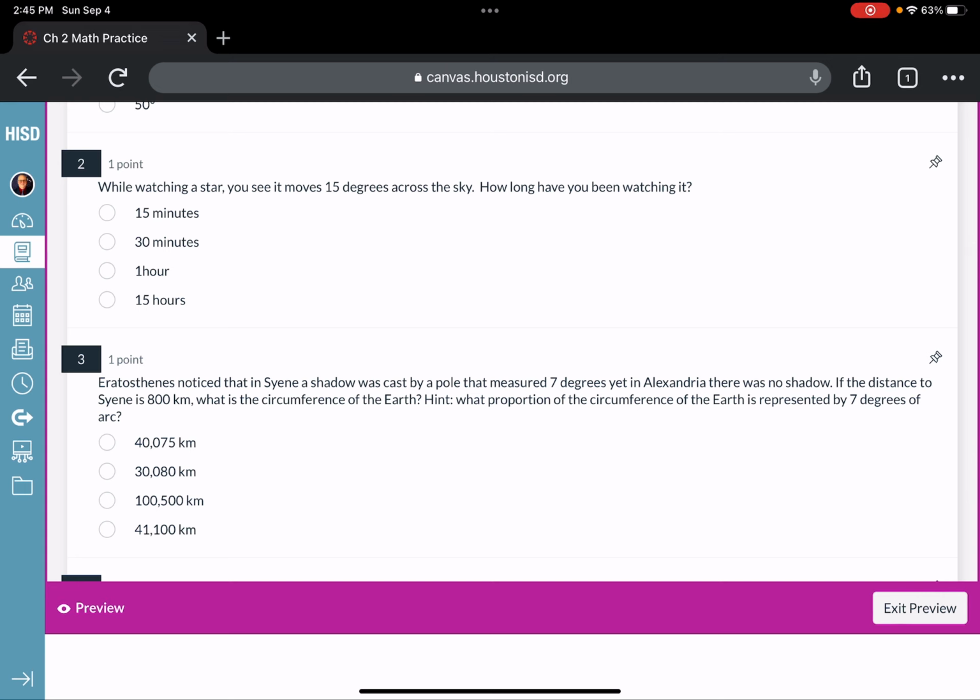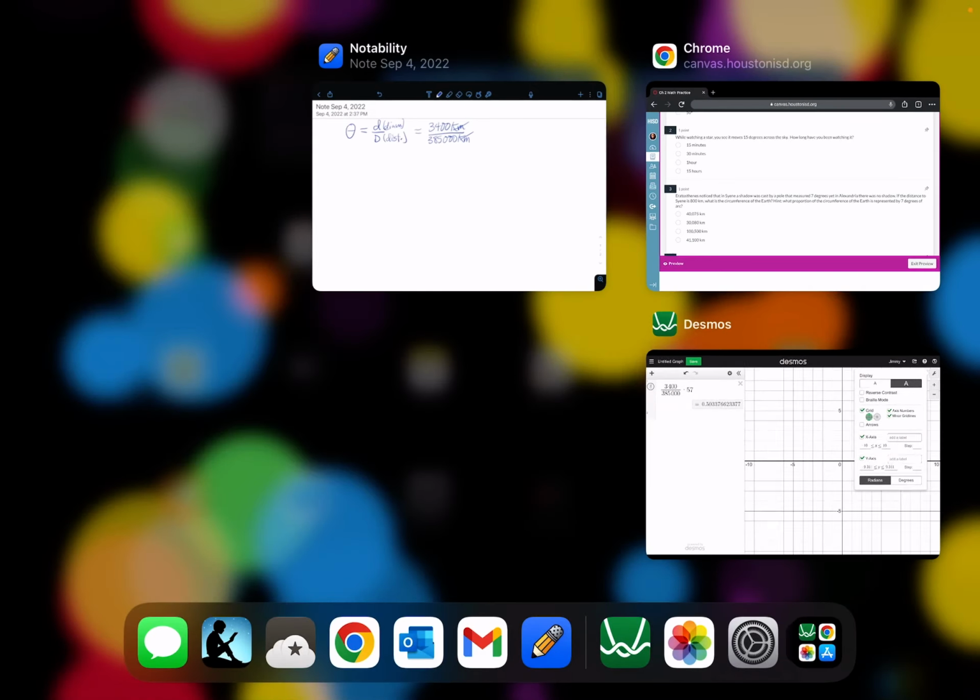Number two, while watching a star, you see that it moves 15 degrees across the sky. So how long have you been watching it? So how do we do that one? So we need to know the ratio of hours to degrees.